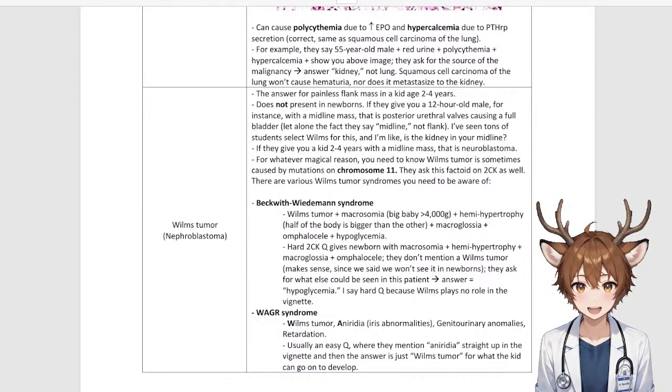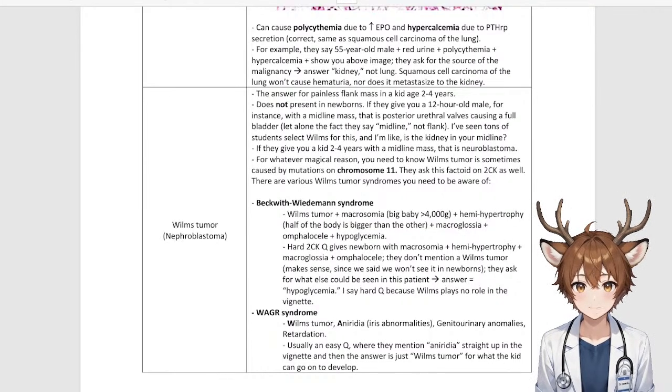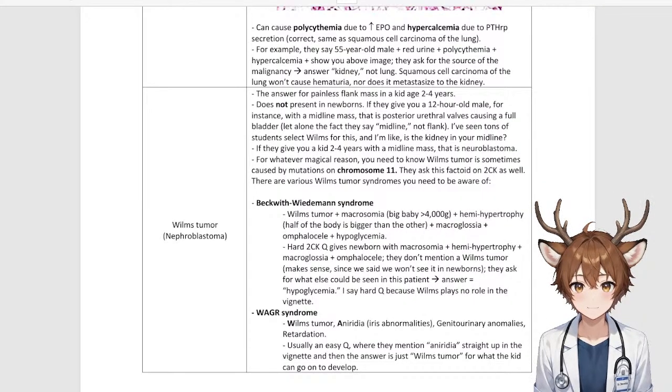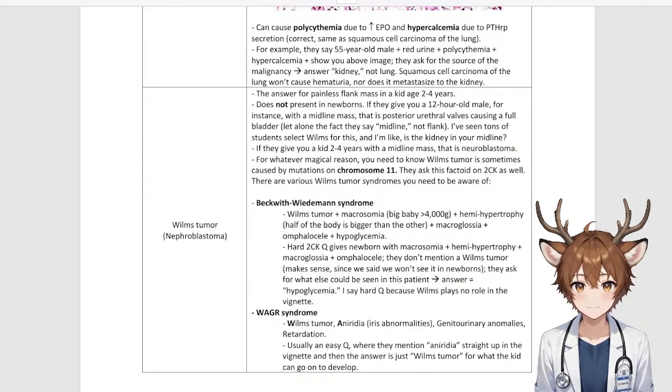And you can see this big mass growing out of the kidney, basically. Interesting. And it kind of, I guess, expanding. So what are the two different kinds of Wilms tumors? Let's talk about Wilms tumor syndromes.